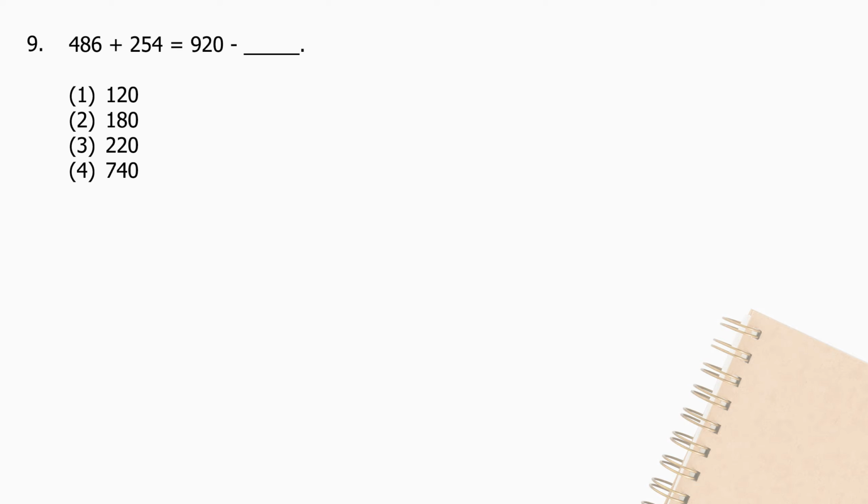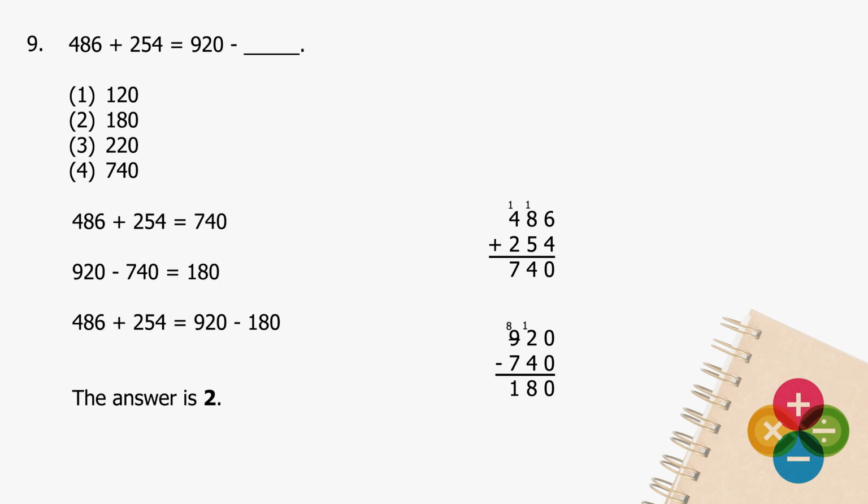Question 9. Add 486 to 254, and it is equal to subtract 920 from missing number. Add 486 to 254, and the sum is 740. Subtract 920 from 740, and the difference is 180. Add 486 to 254, and it is equal to subtract 920 from 180. The answer is 2.